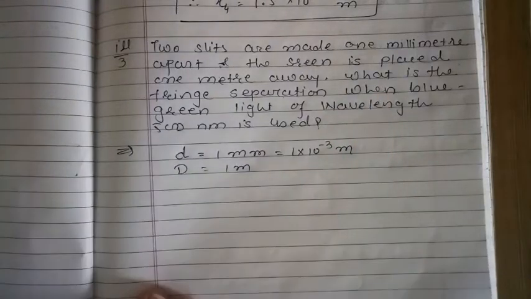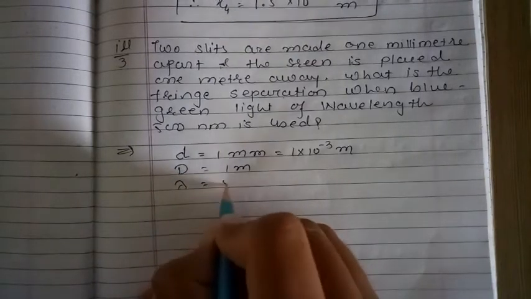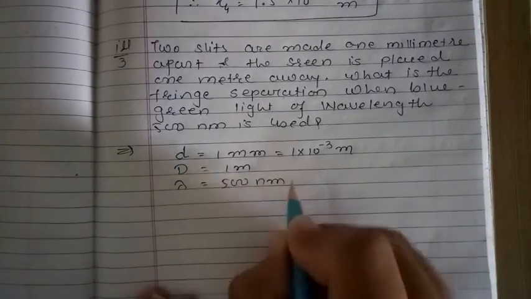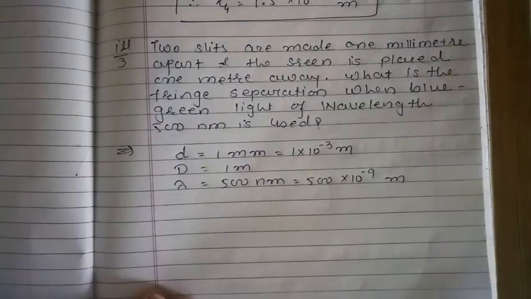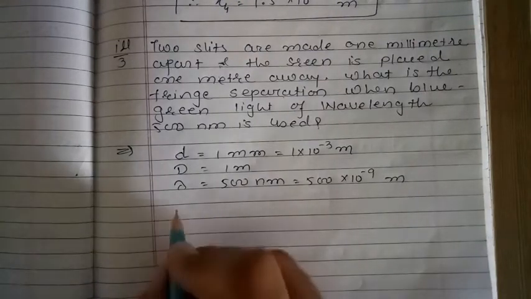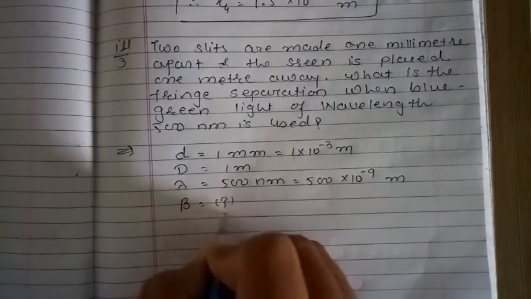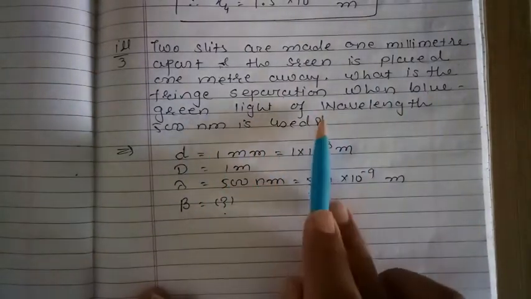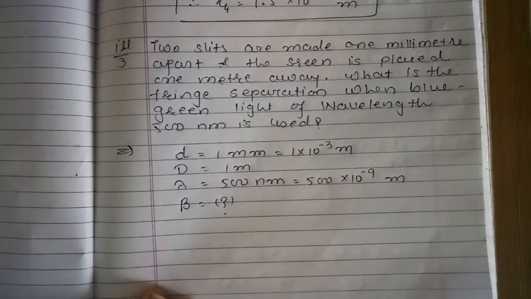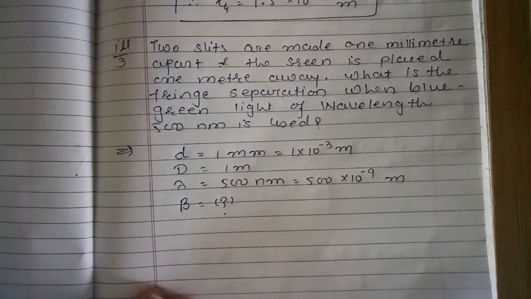Then what is the fringe separation when blue-green light of wavelength 500 nanometer is used? So here wavelength lambda is 500 nanometer. 500 nano means 10 raised to minus 9 meter. We have to calculate the fringe separation, that is, the distance between two bright fringes.